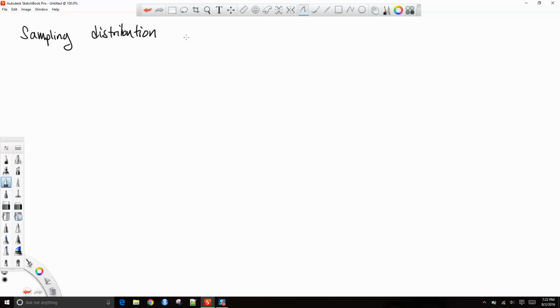A sampling distribution. So the sampling distribution is the distribution of all possible statistic values for a population. Okay, so that might not make very much sense right now.